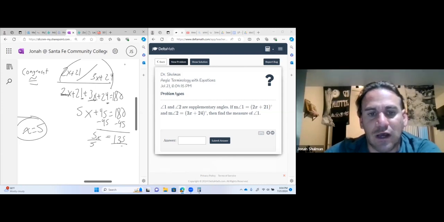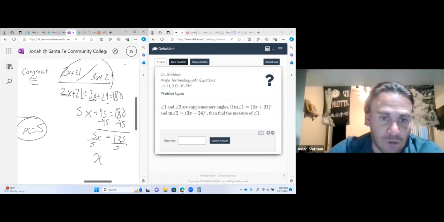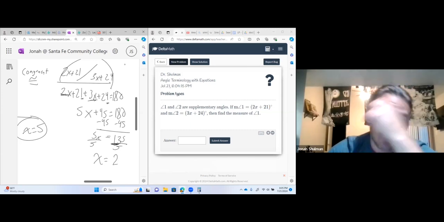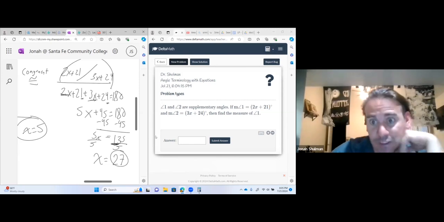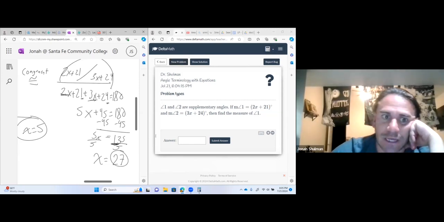We divide by 5. 5 can't go into 1. 5 can go into 13 how many times? Twice, right? Because 5 times 2 is 10, and 5 goes into 35 7 times. So x is 27. They don't want x, they want angle 1. So this means it's 2 times 27.